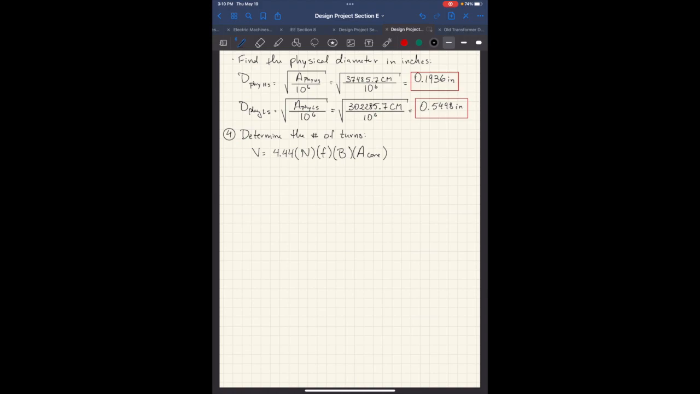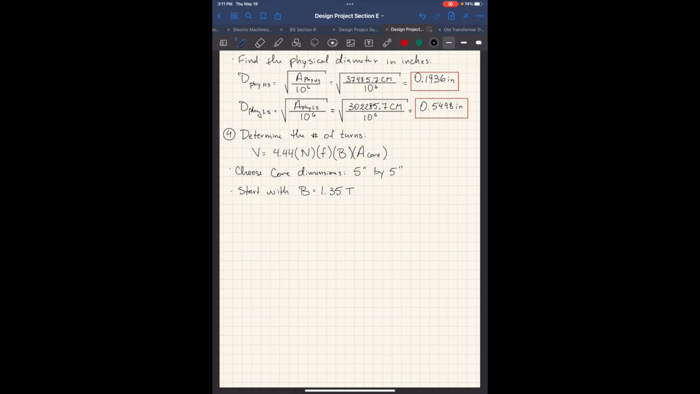So, choose core dimensions: 5 inches by 5 inches. And we're going to start with B equal to 1.35 Tesla. Okay, I'll explain in just a moment what I mean by that. Right now it might seem a little bit weird.